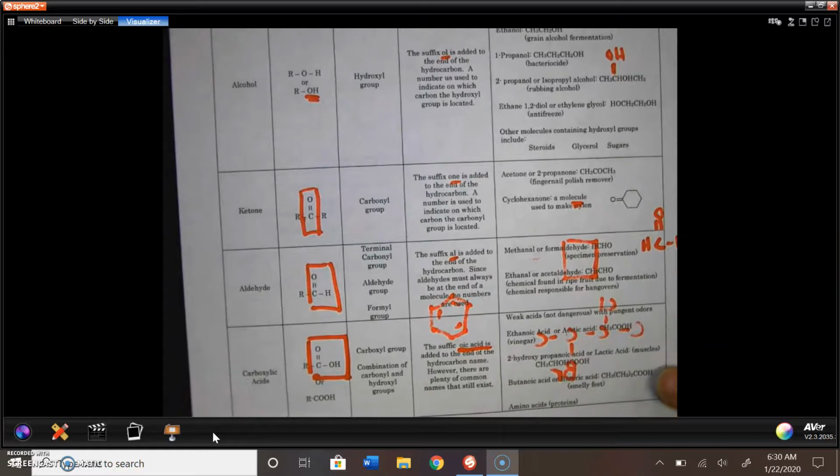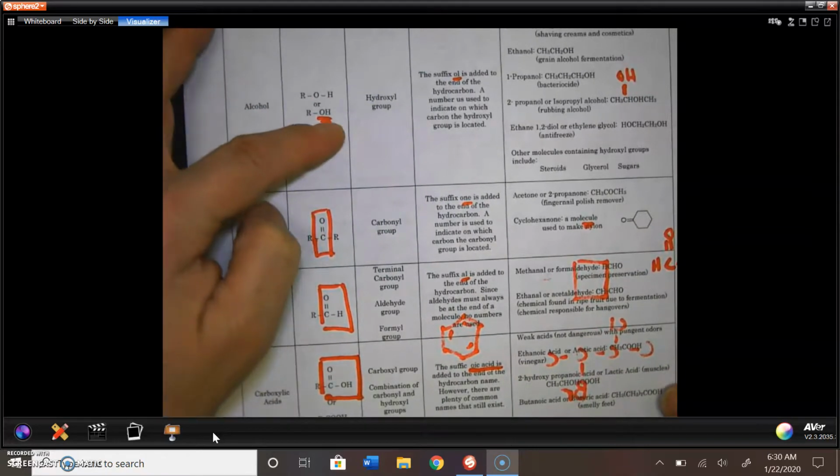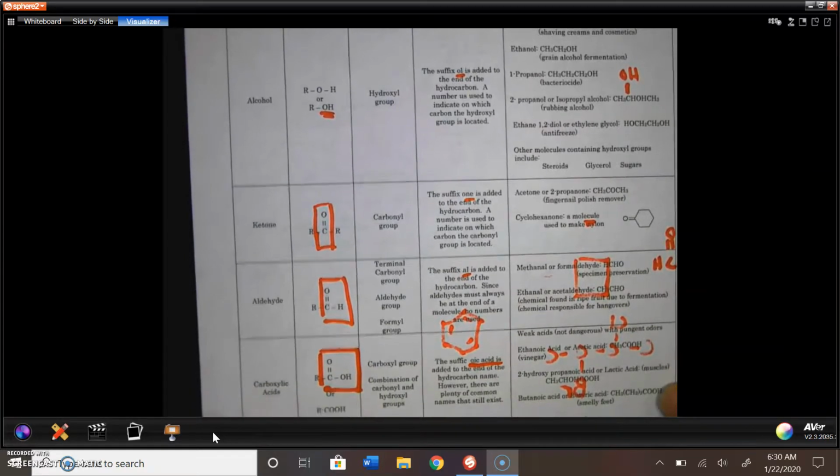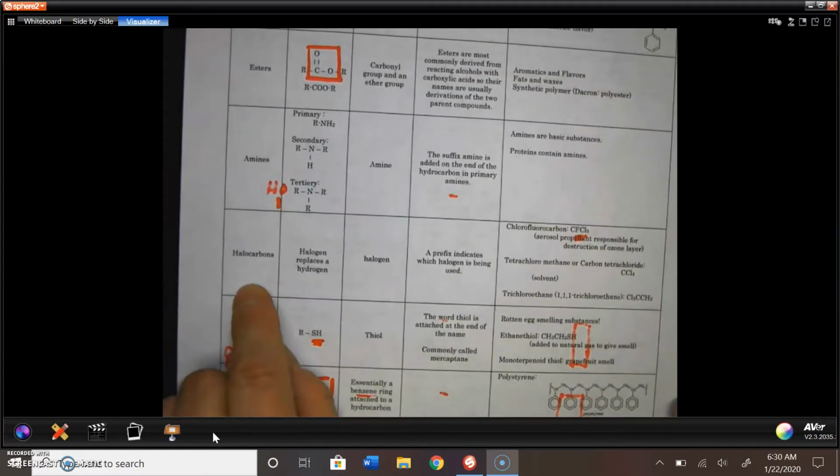So let's just quickly review one more time. You have to name alcohols with the OH. You have to name ketones with the C double bonded oxygen in the middle of the chain. You have to name aldehydes with the C double bonded oxygen at the end of the chain, because the carbon is also attached to a hydrogen. You have to be able to name carboxylic acids with the COOH. Can you see it kind of looks like a ketone and alcohol combined? And then the other one that I want you to know how to name are the halocarbons.